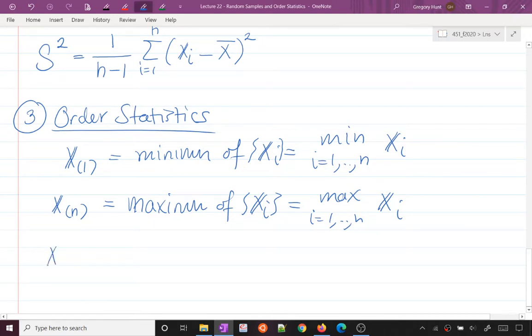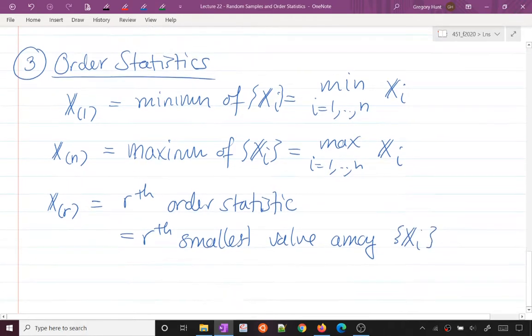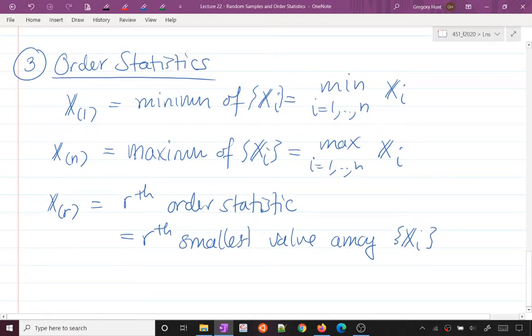We'll talk about those today, but we'll also talk about x sub (r), which is called the rth order statistic, which is the rth smallest value among my x sub i. So it's a generalization of the minimum and maximum. The min is the first smallest, the rth is the rth smallest, and the nth would be the nth smallest, which is called the maximum. Again, the notation is x sub r with parentheses around the r.